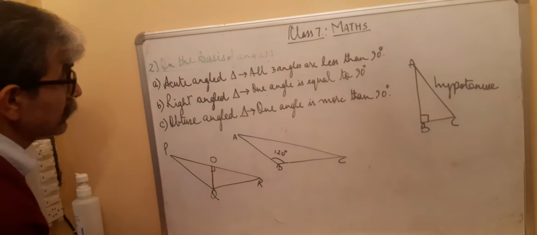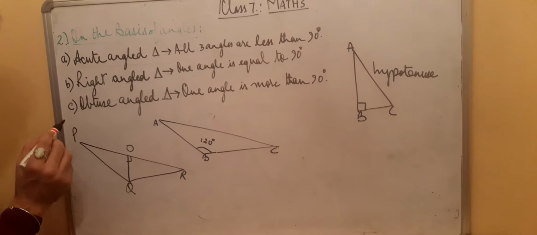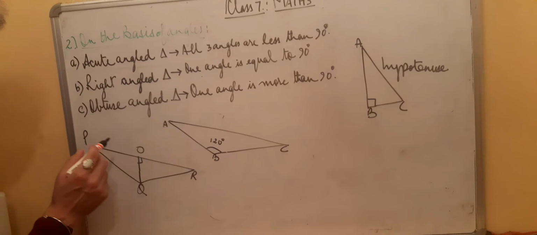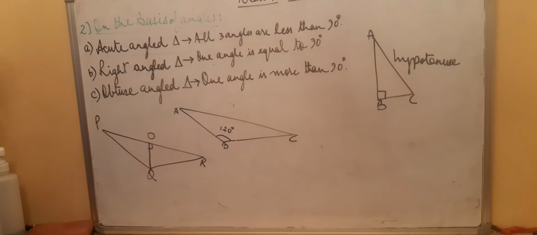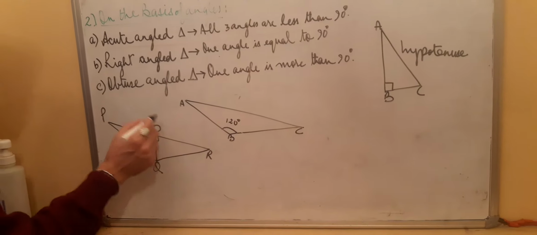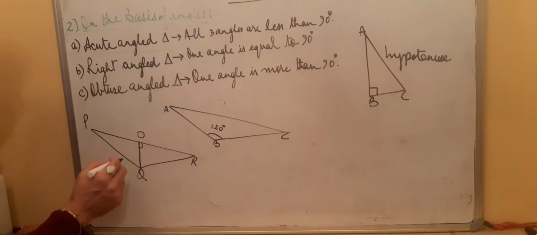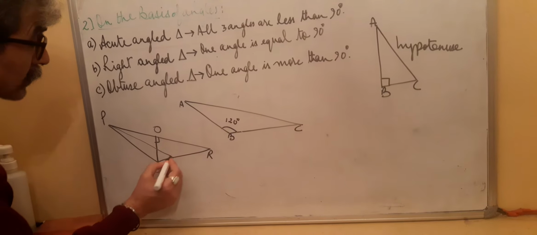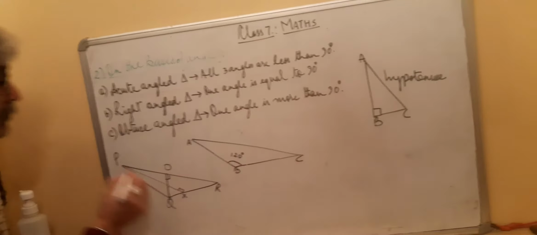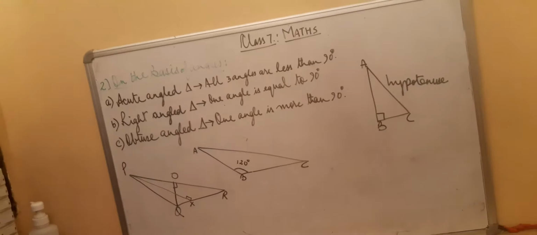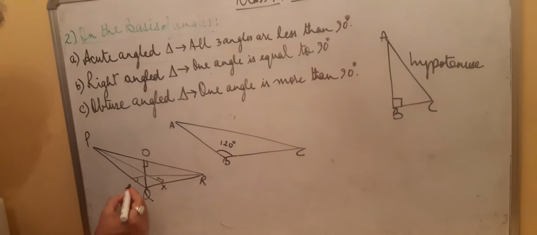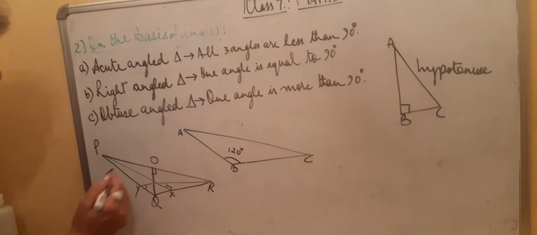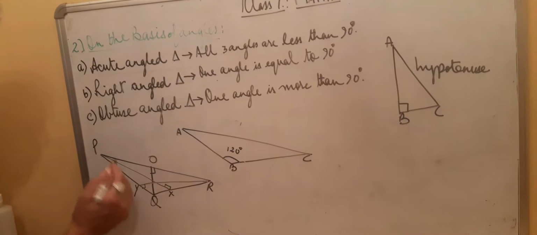So what is an altitude? Altitude is the shortest distance from one vertex to the opposite side. Is it clear? In this case, OQ is the altitude, and we can say another altitude is PX. PX is the altitude on side QR, and RY is the altitude on side PQ of the triangle. These are known as the altitudes.